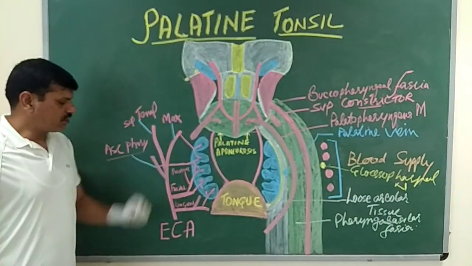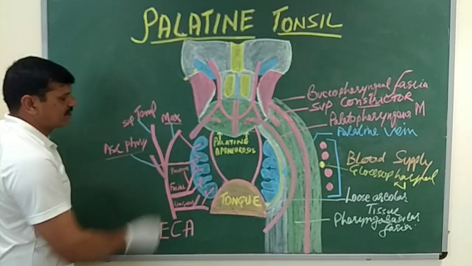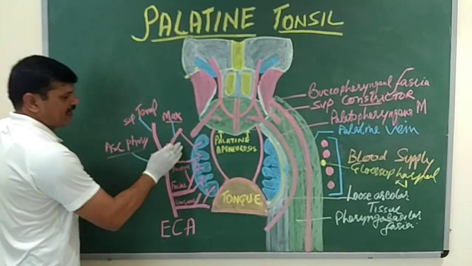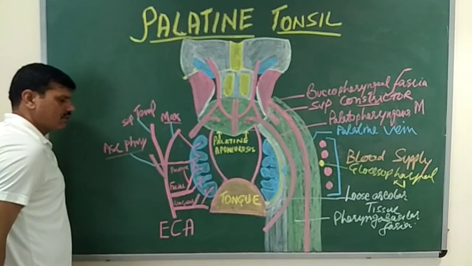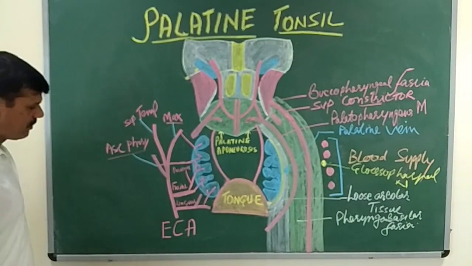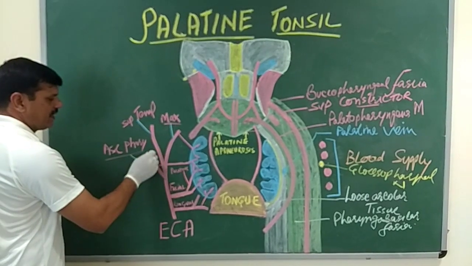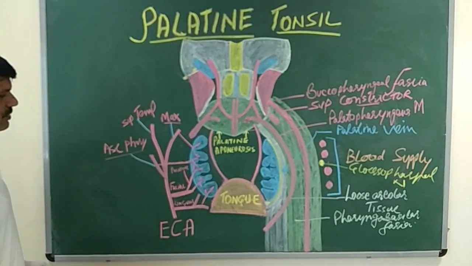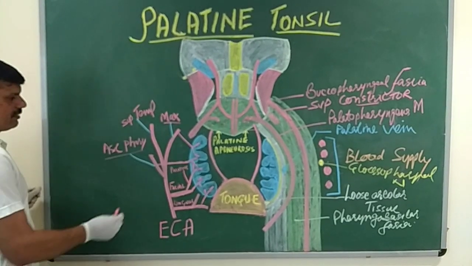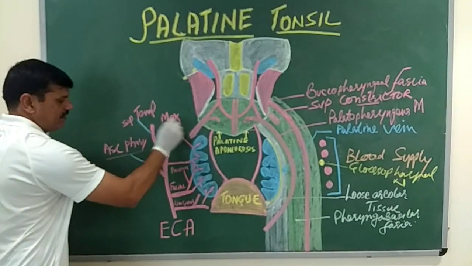And the terminal branch of the external carotid artery is the maxillary artery. It sends the greater palatine artery, which sends branches to the tonsil. So the tonsil is rich in blood supply, and the main branches are the lingual, facial, and ascending pharyngeal, and the terminal branch maxillary, which are responsible for the blood supply to the tonsil. So this is the blood supply of the tonsil, which is very important.